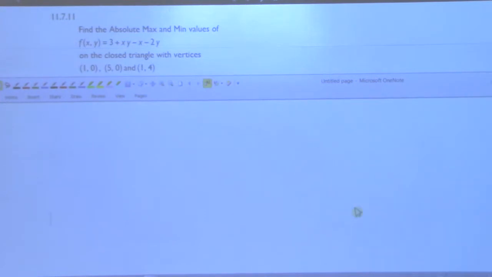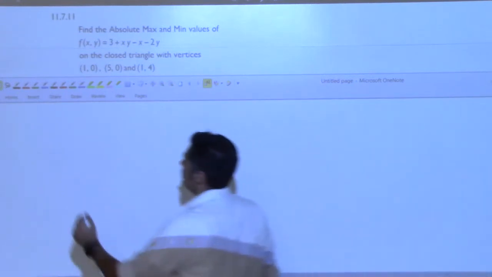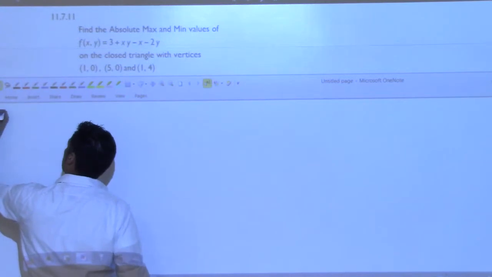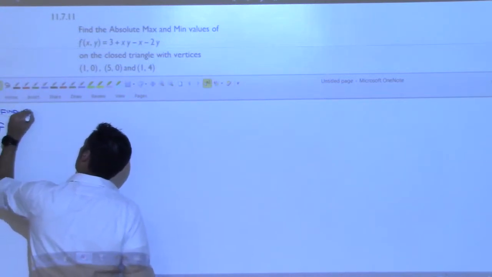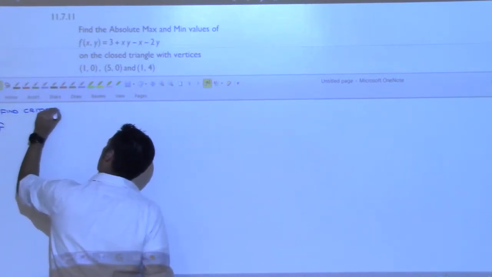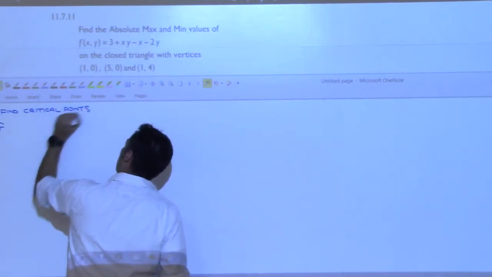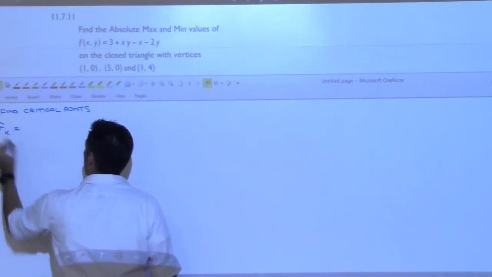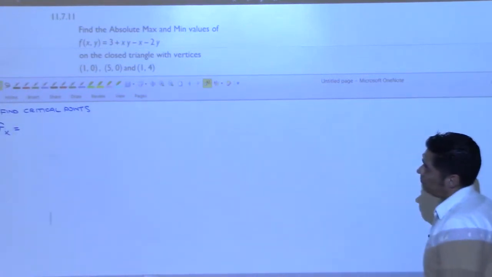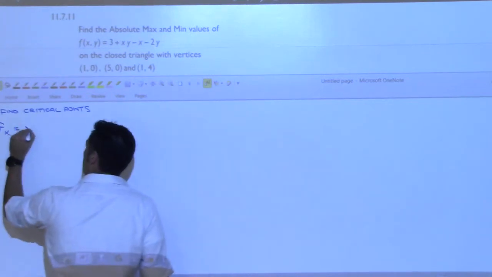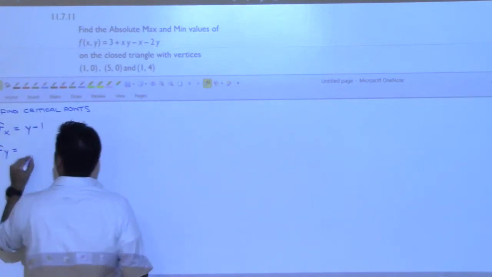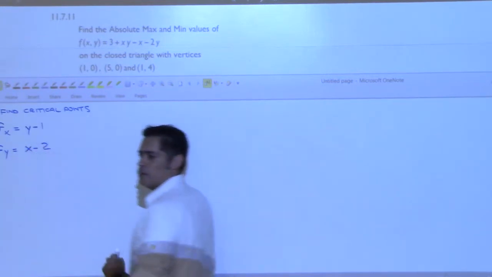All right, so first step, I am going to calculate some partials. So what is the partial? So right now, what am I trying to do? I'm trying to find the critical points. All right, that's my first step. Find the critical points. All right, so partial of f with respect to x is what here? Y minus 1. And then the partial of f with respect to y is? X minus 2. We all in agreement there?